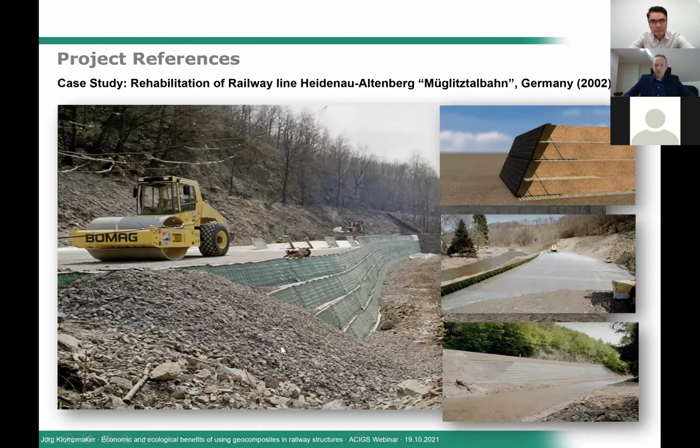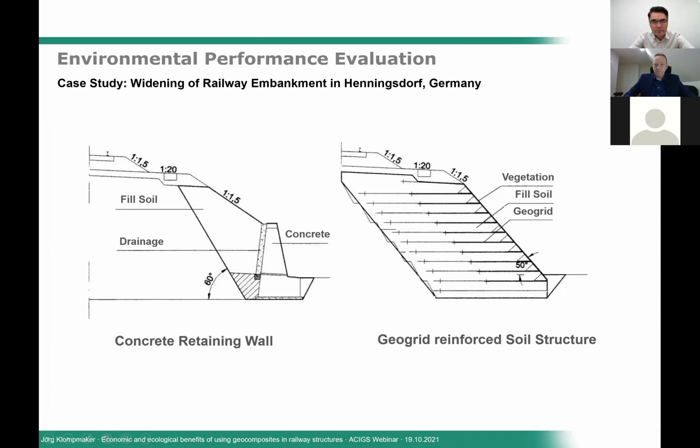And we proposed a solution, rehabilitating this failed embankment by using a geogrid reinforced soil structure, using a steel mesh facing in combination with a laid and welded geogrid, which provided the fastest rehabilitation solution versus other methods like, for example, a concrete retaining wall. So we were able to show that the geosynthetic solution was the fastest and also the most economic solution to rehabilitate this railway embankment.